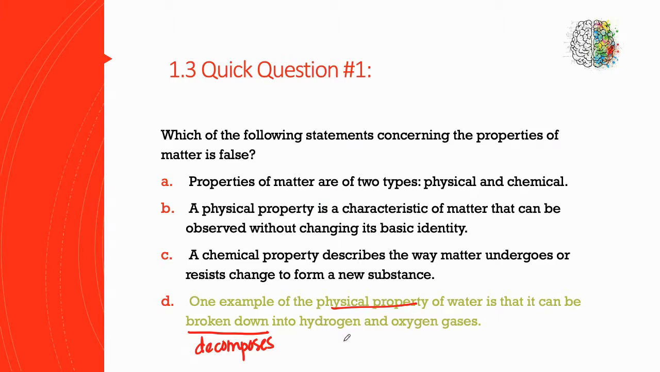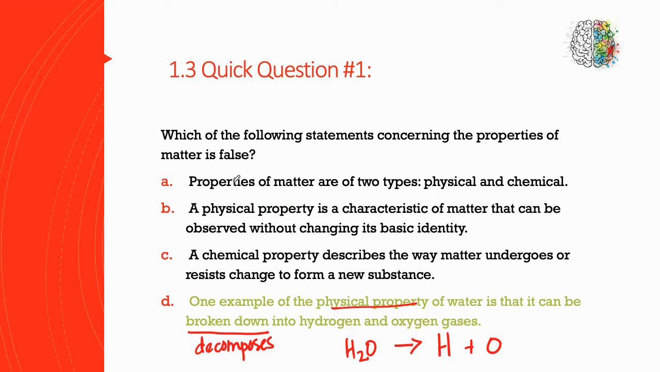Another way we know that this is not a physical property is because when water breaks down, when H2O, which is water, decomposes, it forms new substances. It forms hydrogen and it forms oxygen. And this hydrogen and this oxygen have completely different properties from this initial water. Water is a liquid, these are both gases. Water is not flammable, hydrogen is flammable. So if we look at that decomposition that has occurred, we know we have formed new substances. And when you form new substances, that's a chemical change that's going on there.